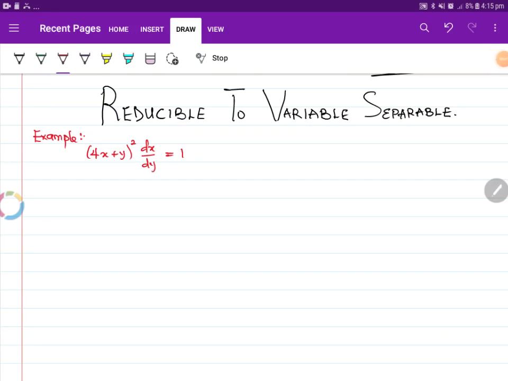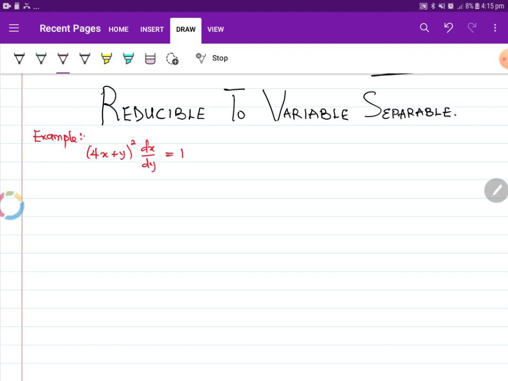Yeah, in this section, we'll be looking at reducible to variable separable. And when we say reducible to variable separable, what does that mean? It means there are some questions that fall under variable separable, but we find it very difficult to separate the variables. We find it difficult to separate the x and the y. So since it's not very easy to separate, what do we do? We reduce the question in a way whereby it will be very easy to separate. So we call it reducible to variable separable.